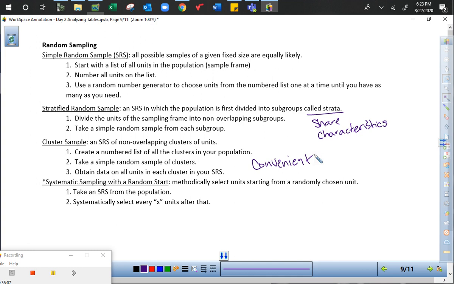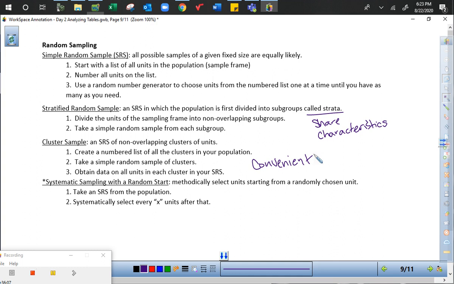The last one, systematic sampling with a random start. So systematic sampling in general is not necessarily a way to eliminate bias, but if we include a random start, it is. So this is where you methodically select units starting from a randomly chosen unit. So we're going to still do a SRS from the population. You're going to take a simple random sample. That gives you a random start. And then you pick every X after that. So maybe every 10th person after that, every 20th, depends on how many units you need for your sample, and then you can divide your population to decide what number that needs to be.